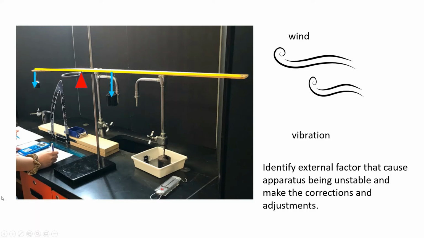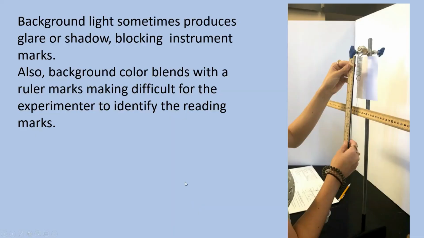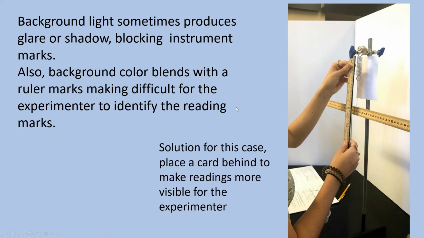Background light sometimes produces glare or shadow, blocking instrument marks. Also, background color blends with ruler marks, making it difficult for the experimenter to identify the reading, the marks of the ruler. As a solution for this case, you can place a card behind to make readings more visible for the experimenter.